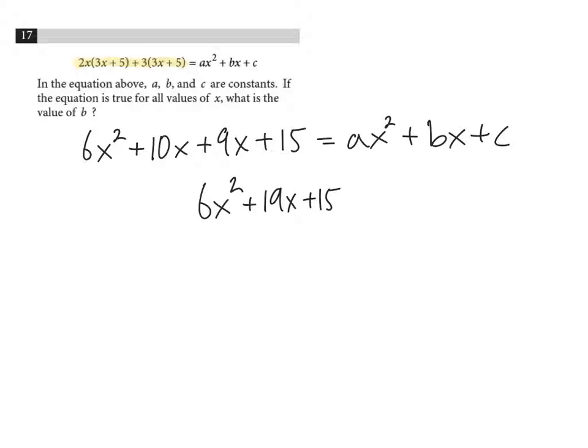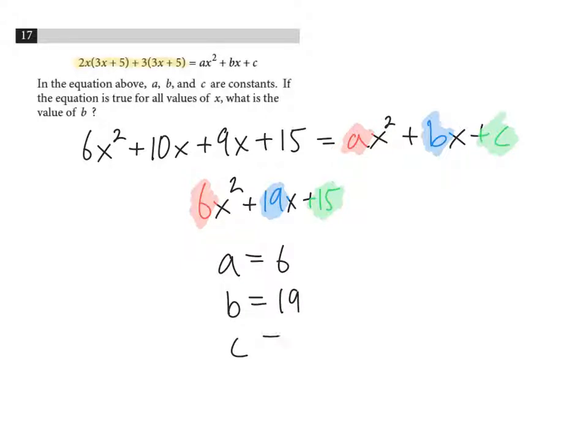Well, like I said, we can equate the coefficients, right? If a is the coefficient on the x squared term, then a must be 6. If b is the coefficient on the linear term, then b must equal 19. And if c is the constant term, then c must be 15. So A equals 6, b equals 19, and c equals 15.